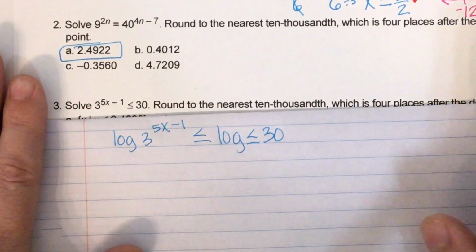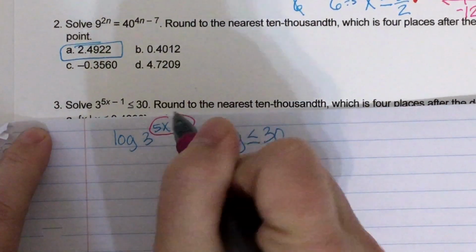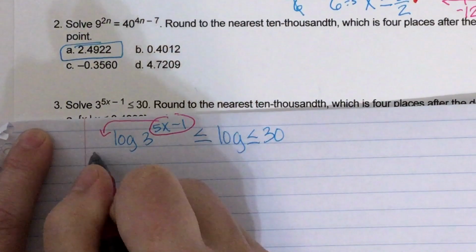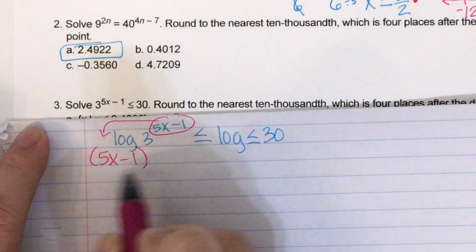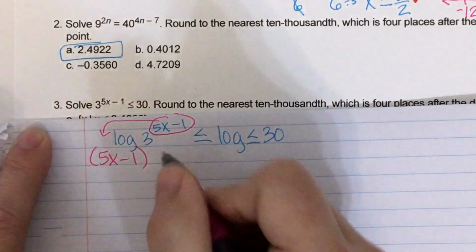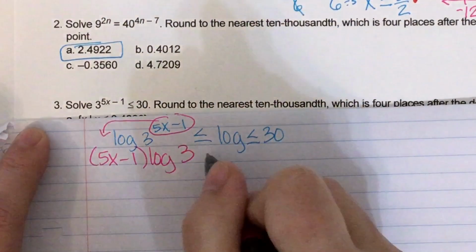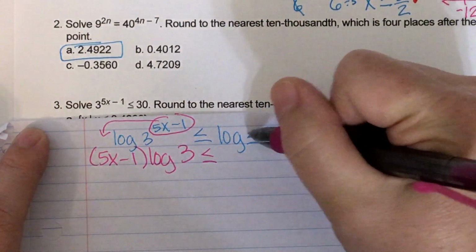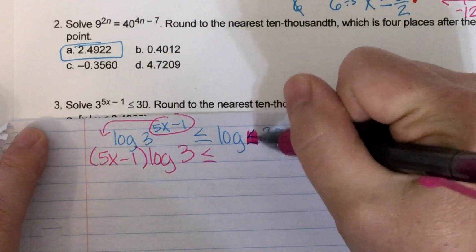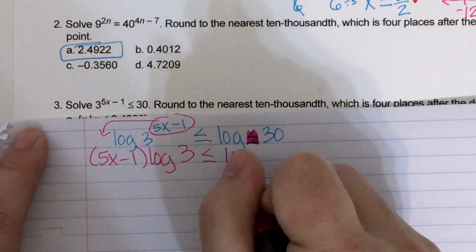Okay, so once you take the log of both sides, that exponent can drop down in front. So this 5x minus 1 is going to drop down in front, and I just put it in parentheses because it's more than one term. And then log of 3 is all that's left. I drop down my inequality symbol, and I drop down my log of 30. Ooh, I wasn't supposed to have that inequality sign there. Sorry about that. I was just taking the log of that side. So log of 30.